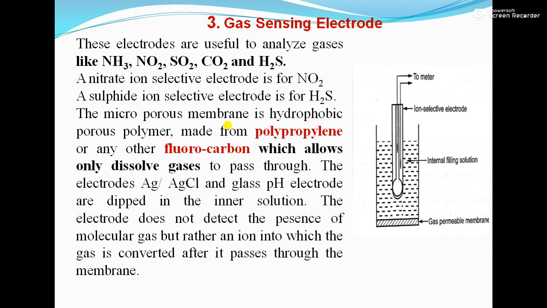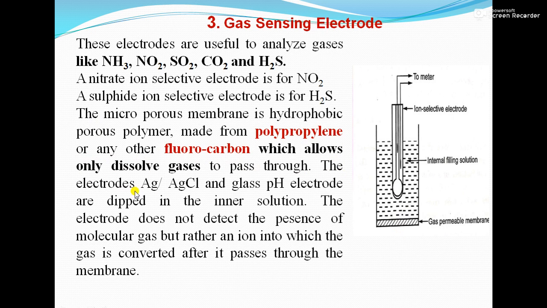So what is the mechanism? You can see in the diagram at the bottom, there is a gas permeable membrane, through which gas goes to the internal solution and changes the pH of the internal solution. The change is measured by the internal electrodes. What is that gas permeable membrane? The microporous membrane is a hydrophobic porous polymer made up of polypropylene or any other fluorocarbon, which allows only dissolved gases to pass through.